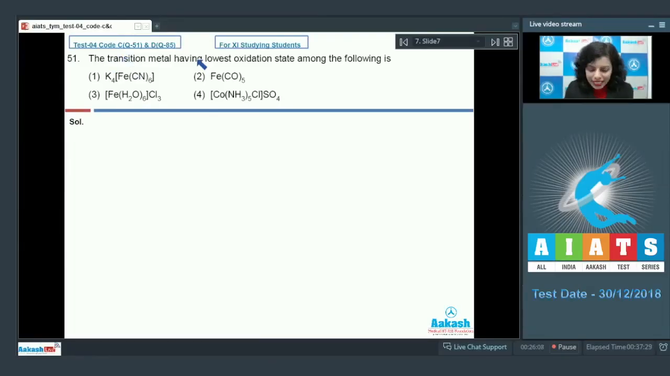Question number 51. The transition metal having lowest oxidation state among the following is. We have different coordination compounds given here. First is K4[Fe(CN)6]. Let's find out the oxidation number of the transition element, that is iron. So let's assume its oxidation number is X.